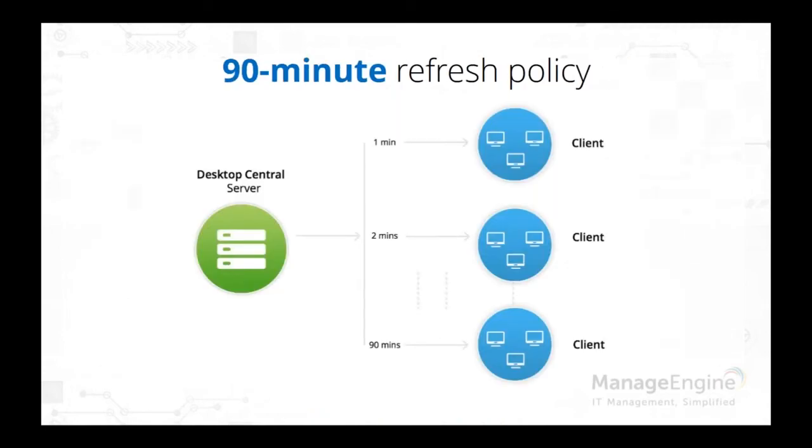Let's talk about the 90 minutes refresh policy. This 90 minutes refresh policy is the agent to server communication. The Desktop Central agent contacts the server every 90 minutes, and that is called the agent refresh cycle.